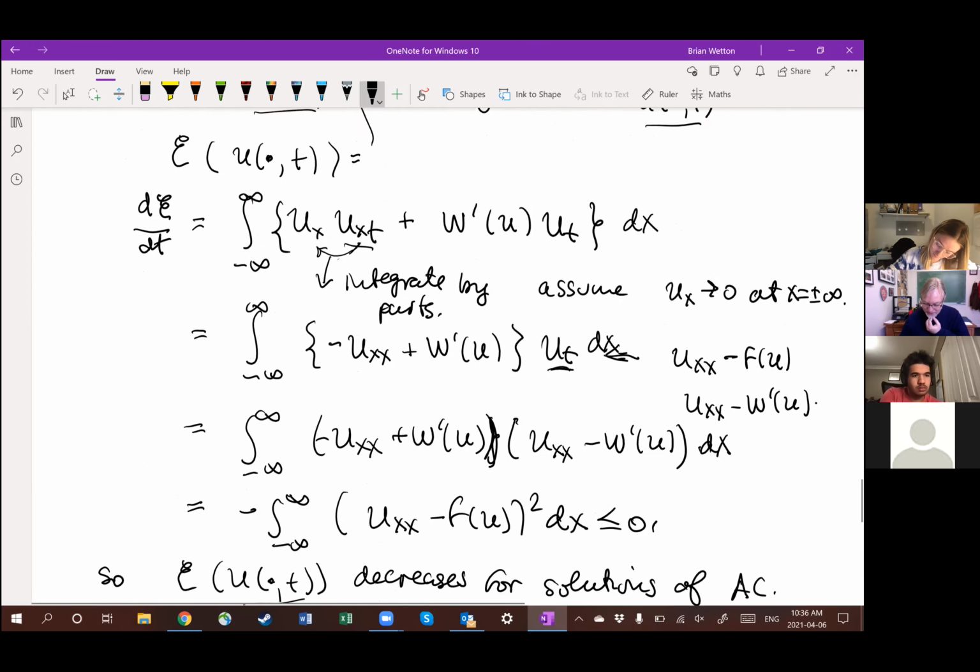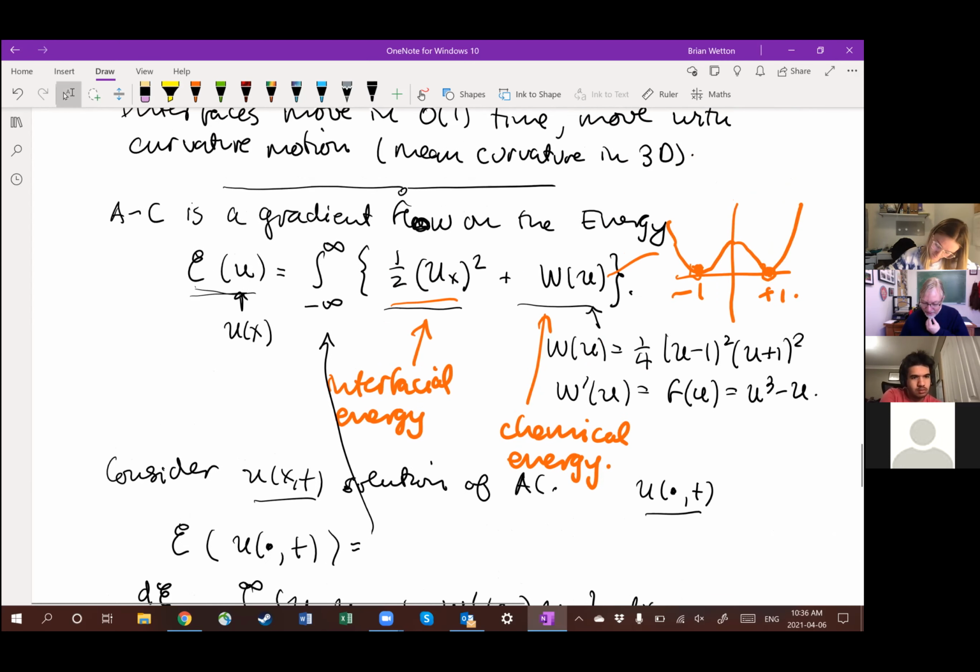Our Allen-Cahn energy is not quite convex, right? Because look, this is definitely not a convex function, even this energy part. That's why you don't have a unique minimum. You have two minimums. You could go to all -1 or all +1.